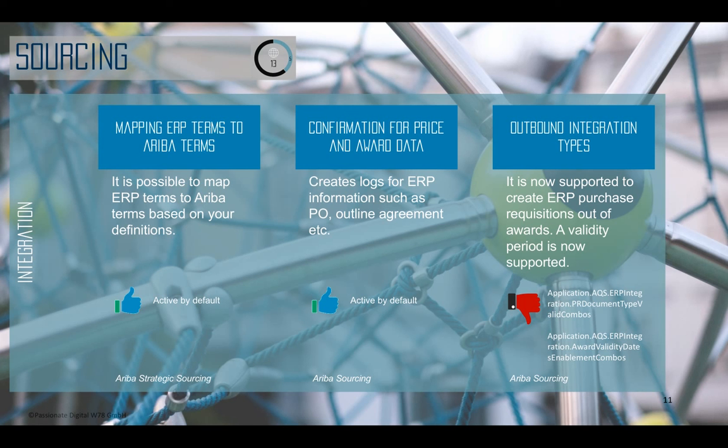Let's talk about sourcing. In sourcing, you're now able to map ERP terms to Ariba terms, so conditions and terms, that allows you a harmonization of the different tools. Now you also see the feedback better if you award a sourcing event in Ariba and post this data to the ERP system. It now creates more log information for you, so you see what ERP PO was created, what outline agreement was created, and so on. So it gives you more visibility of the process flow. I like that.